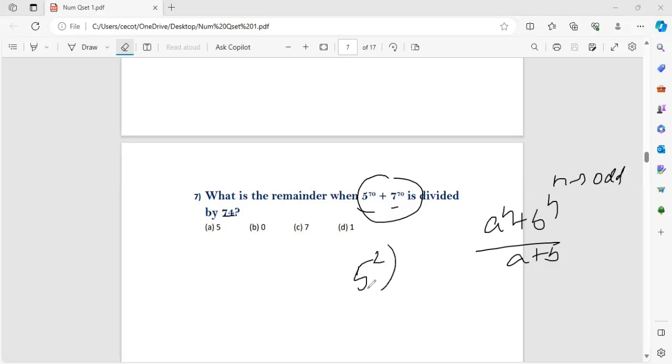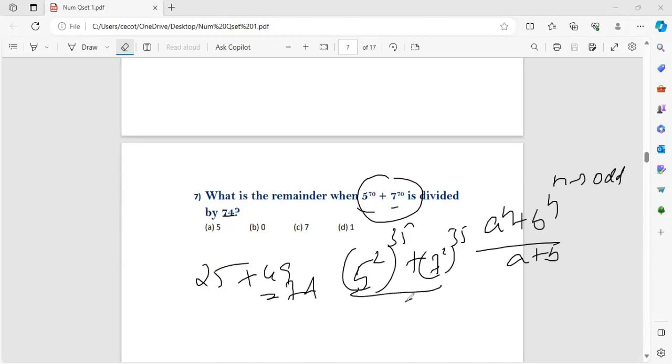Let's take like this: 5 square power 35 plus 7 square power 35. Now 5 square is 25 and 7 square is 49. 25 plus 49 will give you 74, which means this divided by 74 will give you remainder as 0. Why? Because a power n plus b power n is always divisible by a plus b if n is odd. So 35 is an odd number, which means it's divisible by 5 square plus 7 square, or let's say 74. So answer will be option B, 0.